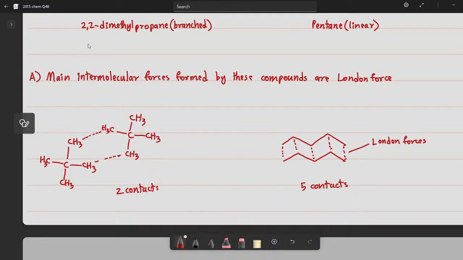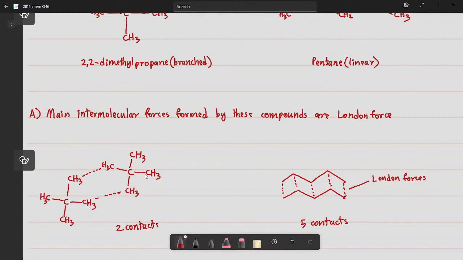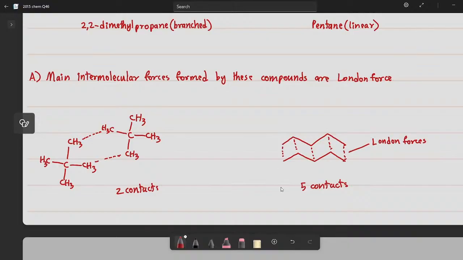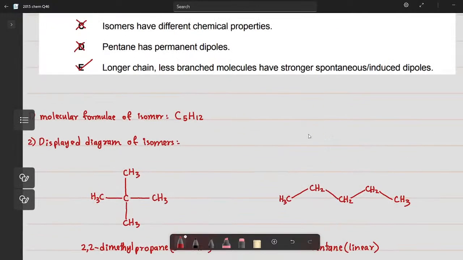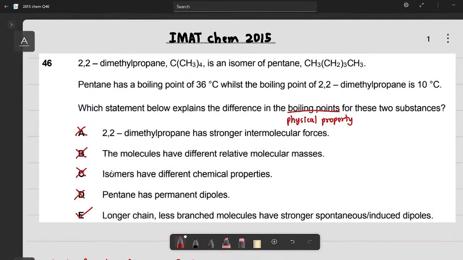The 2,2-dimethylpropane is a branched molecule. It has limited contacts and surface area, so it has fewer contacts, so less energy is needed to break these few contacts, whereas pentane is more linear, it forms more contacts, so thus it has a higher boiling point. So option E is correct only. So that's how we solve this question.